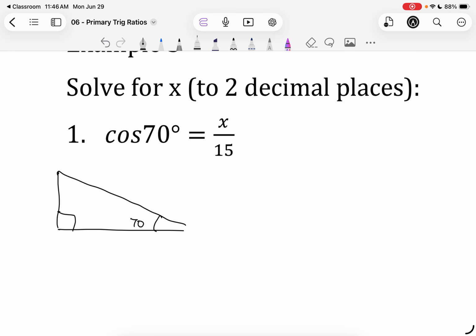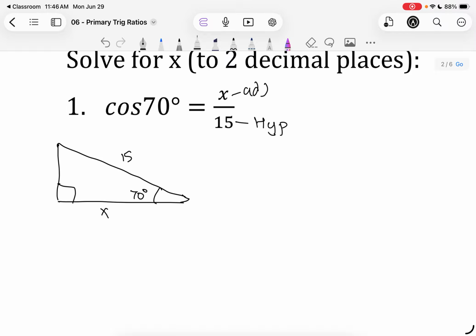Let's say that's a 70-degree angle. We know that the hypotenuse is 15. Since this is adjacent, that is hypotenuse, and then this would be x. So now, in this case, we would want to solve for the x value. So we would get cos 70 times 15 equals x, since we're using algebra.